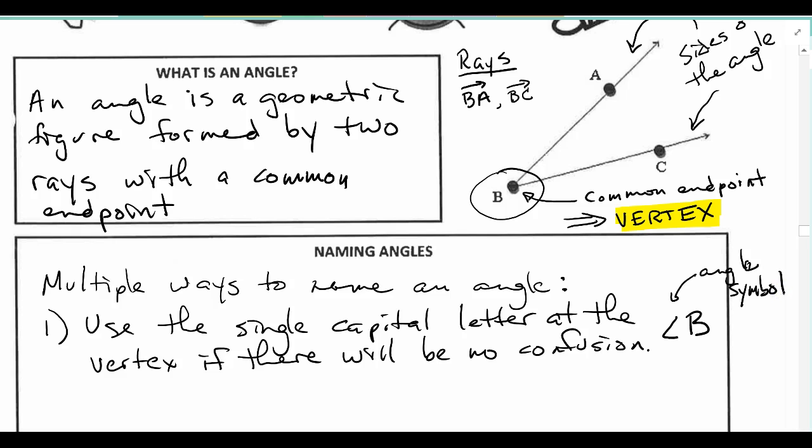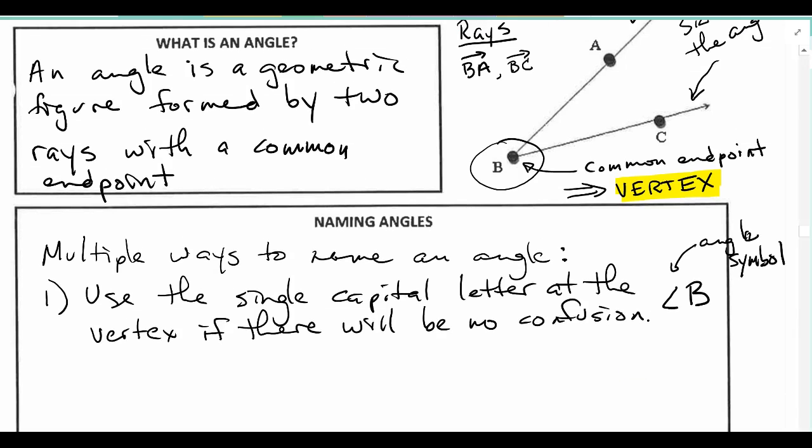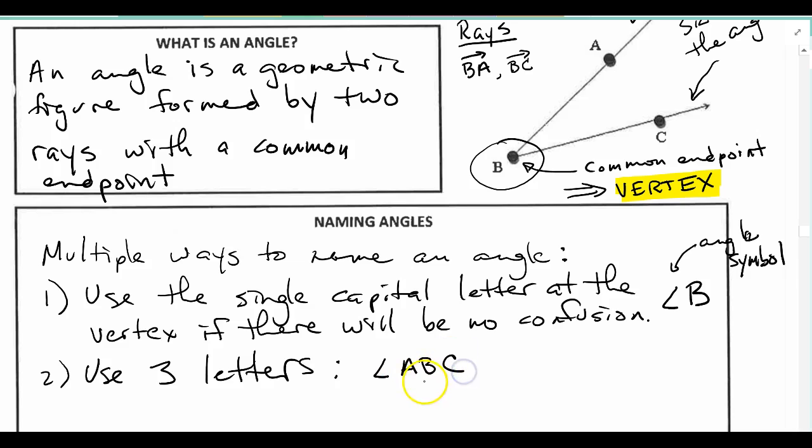All right, now sometimes we won't be able to do that because there'll be some confusion, in which case we will use 3 letters. So in this case, if we were going to name this angle up here using 3 letters, we're going to pick a point on one side, then we'll pick the vertex, then we'll pick a point on the other side. You always have to have the vertex in the middle. So we could call this angle A, B, C. Notice that vertex is in the middle.